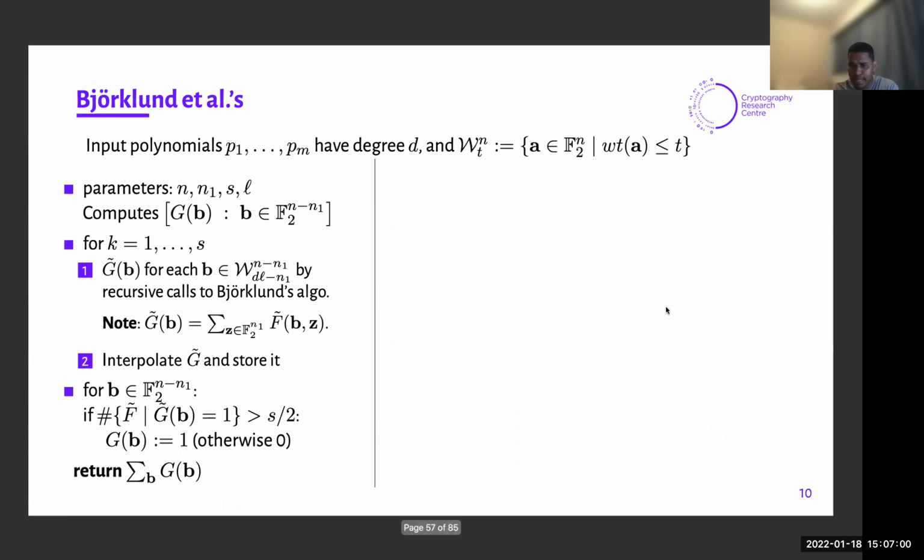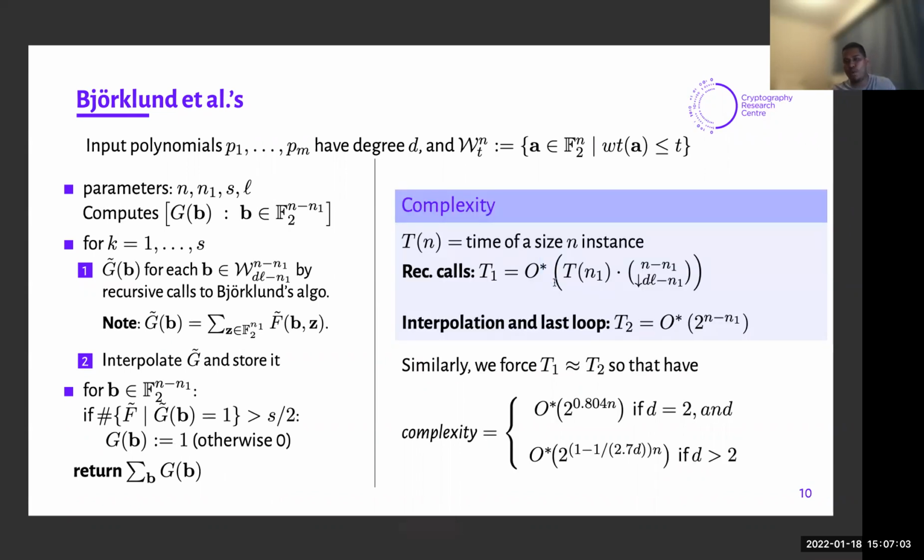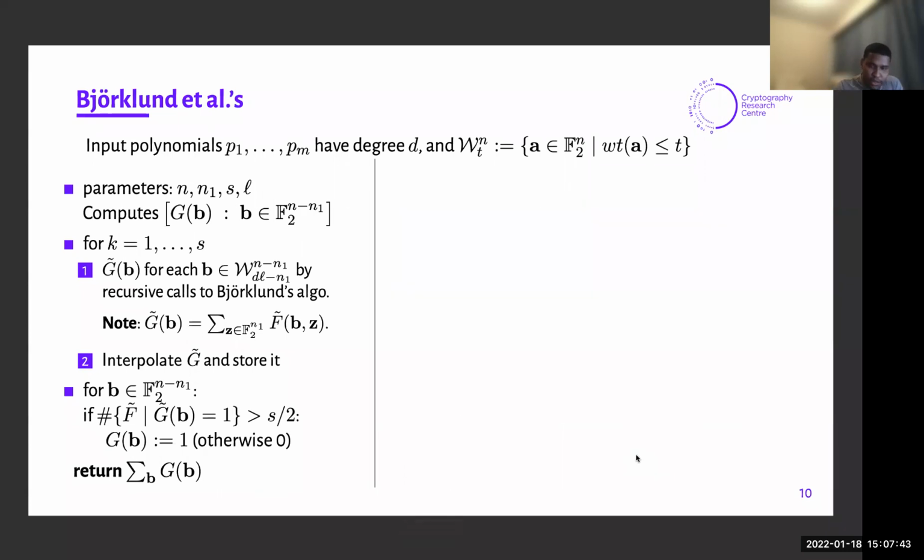Here, the tilde, maybe I didn't say this, means that I'm removing all the polynomial factors from the complexity. And then again, we want to set up the parameters so that T1 is similar to T2. And if we do the analysis of the complexity of the algorithm, we come out with a complexity like this, where the exponent is now 0.804. And for the non-quadratic case, we take this coefficient of D from 5 to 2.7, which gives a better complexity. So this is your algorithm.